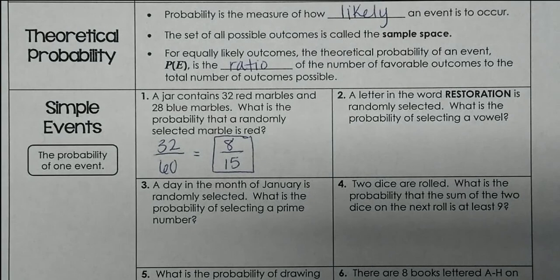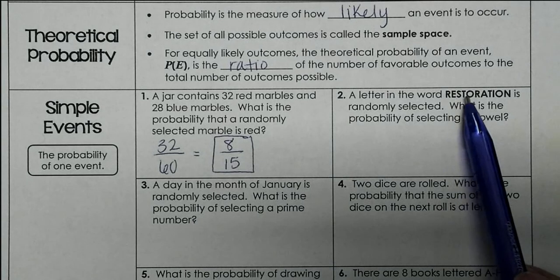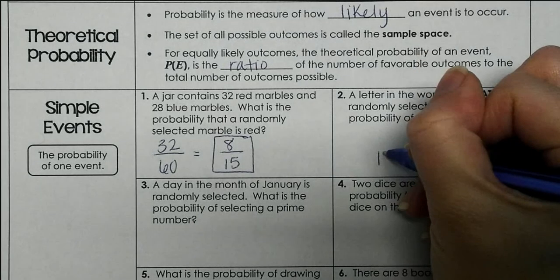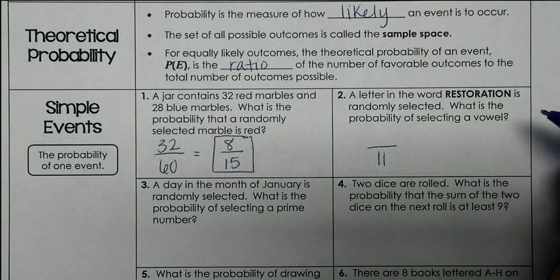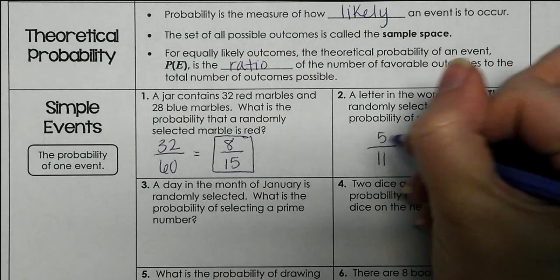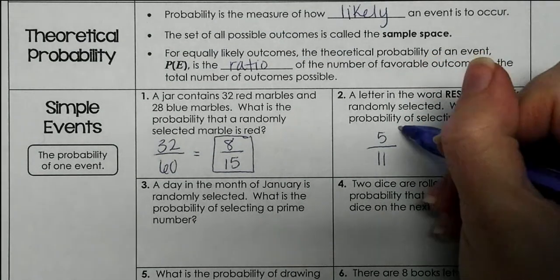If you look at number 2, it says a letter in the word restoration is randomly selected. What is the probability of selecting a vowel? You've got to count up how many total letters you have. 1, 2, 3, 4, 5, 6, 7, 8, 9, 10, 11 letters total. That goes in the denominator. Then we count up how many vowels we have. Remember, A, E, I, O, and U are vowels. If I count up, I have 1, 2, 3, 4, 5 vowels. That doesn't reduce, so that is my answer.